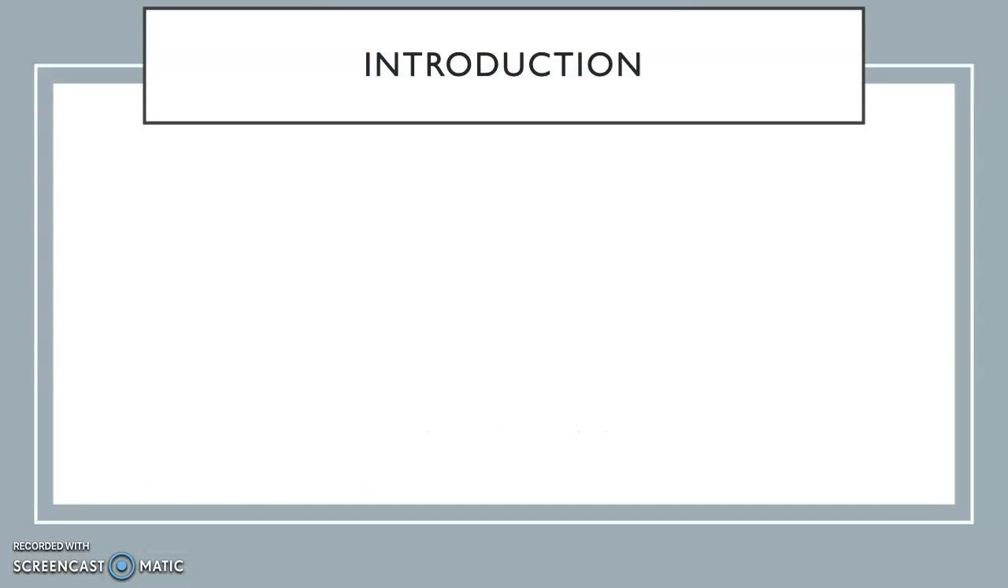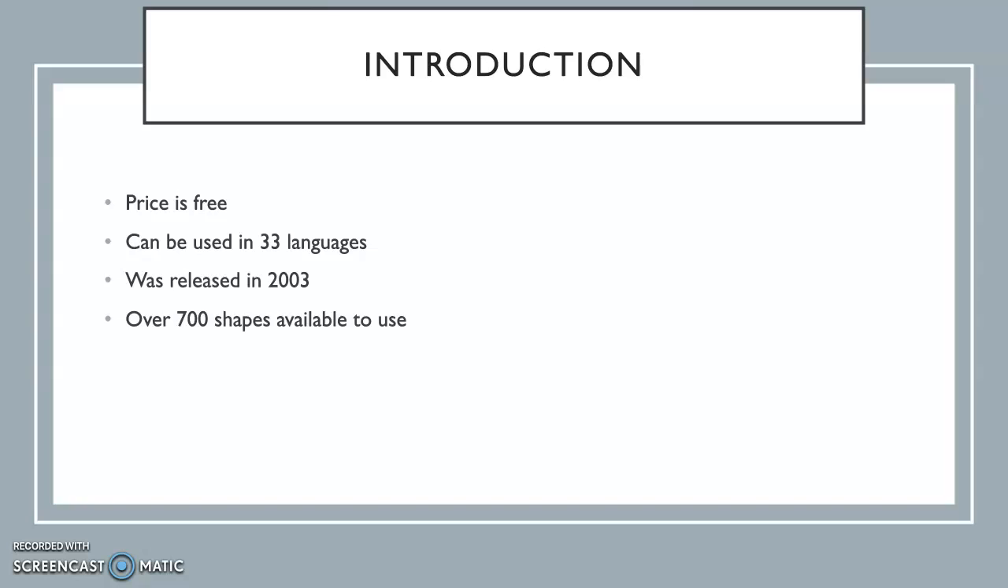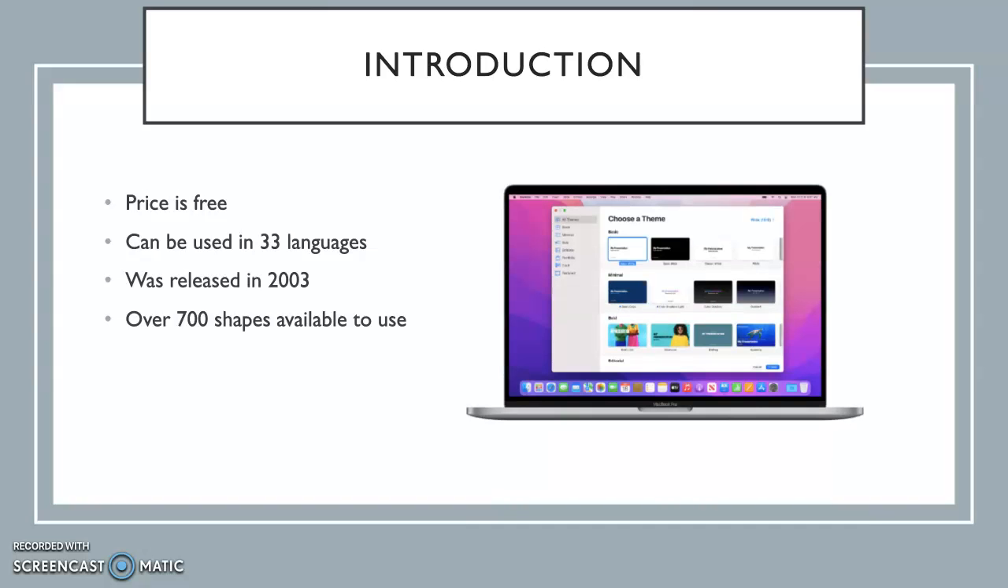Next slide is just another introduction, so a couple more things I wanted to talk about. So the price is free. I think that's great. It comes with your Apple products, and I think it's a super nice software to use. It has 33 different languages that you can use when making a Keynote presentation, which I think is great. It was released in 2003, the year that I was born, which I think is super cool. And there's over 700 shapes that you can use when making your presentation, which I think is cool for making like charts and stuff like that.